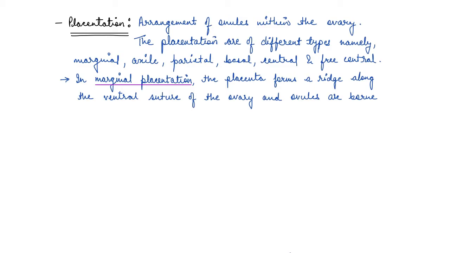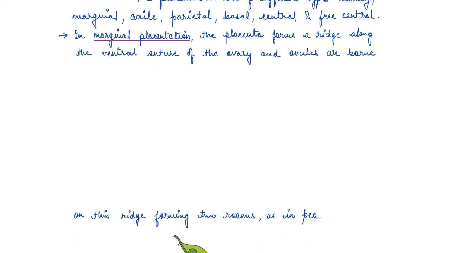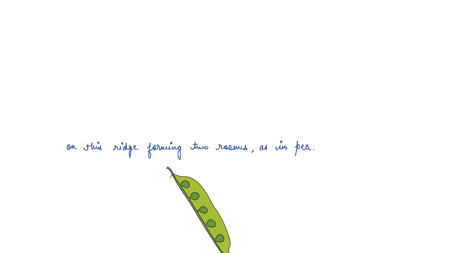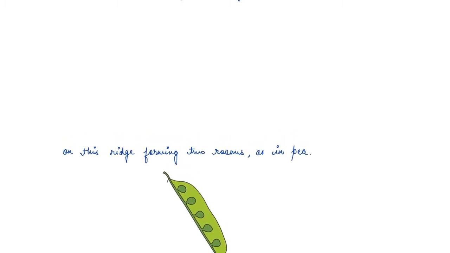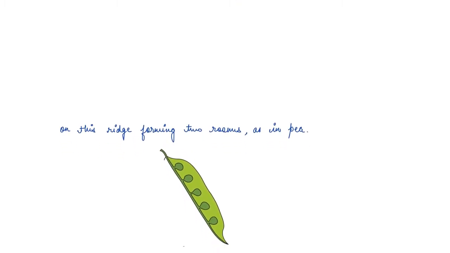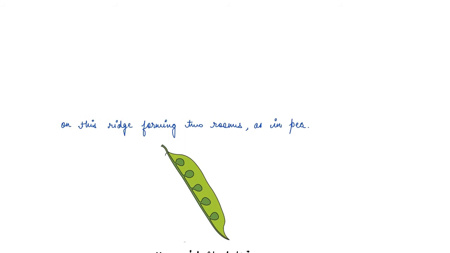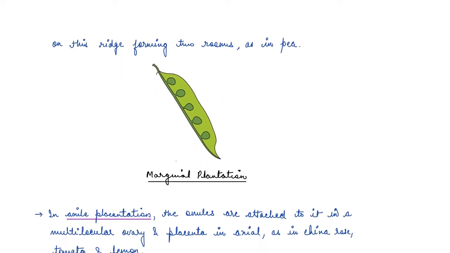So, what happens in marginal placentation? In marginal placentation, the placenta forms a ridge along the ventral suture of the ovary, and ovules are borne on those ridges, forming two rows. So this happens in pea. See the diagram. Here the placenta forms a ridge along the ventral suture of the ovary, and ovules are borne on this ridge, forming two rows. Okay, so this is marginal placentation.